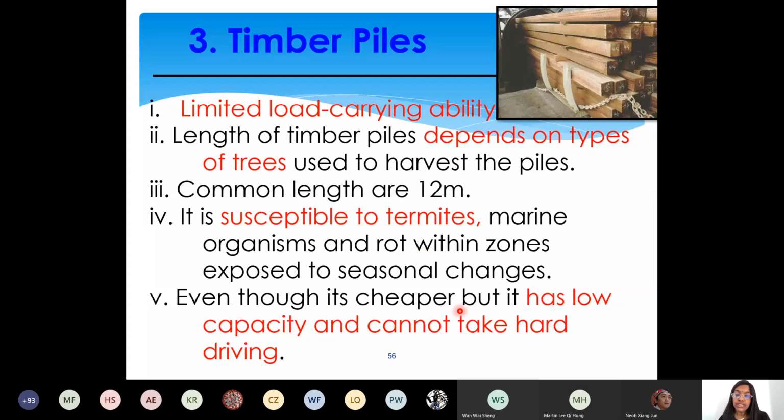And even though it's cheaper, it has low capacity and cannot take hard driving. Because it has low capacity, even though it's cheaper, it cannot take up good load, and you have to choose it only for less load bearing strata.